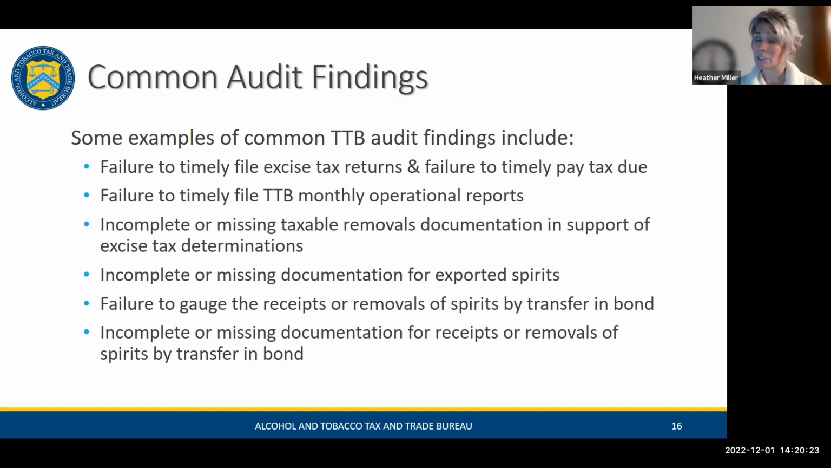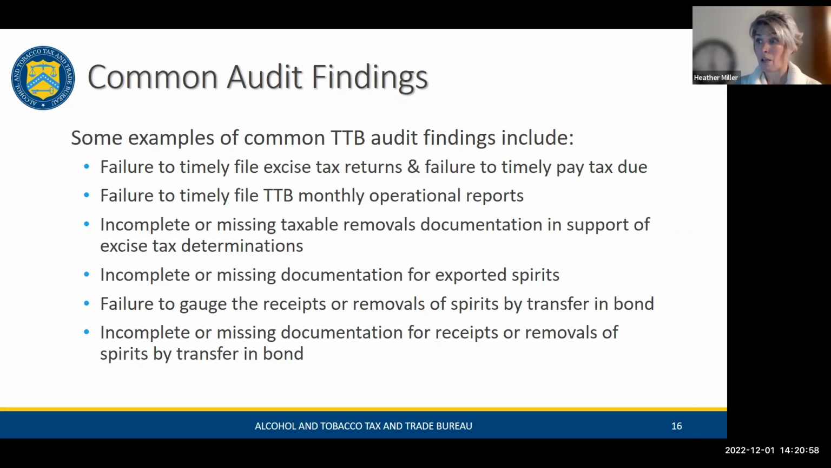The common findings include: 1, the failure to timely file excise tax returns and failure to timely pay tax due on returns. It is important to timely file returns and pay excise tax to avoid any applicable penalties and interest. 2, the failure to timely file TTB monthly production, storage, and processing operation reports. 3, having incomplete or missing taxable removal documentation in support of excise tax determination.